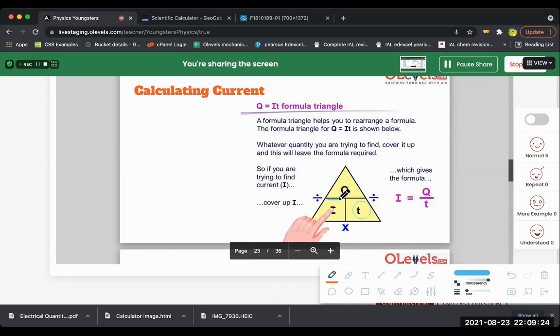Division. T is equal to, what is our final formula? T is equal to Q divided by I. Yes, very good. T is equal to Q over I. Now you have got it. That's good. Okay. Nice. Now let's move on.